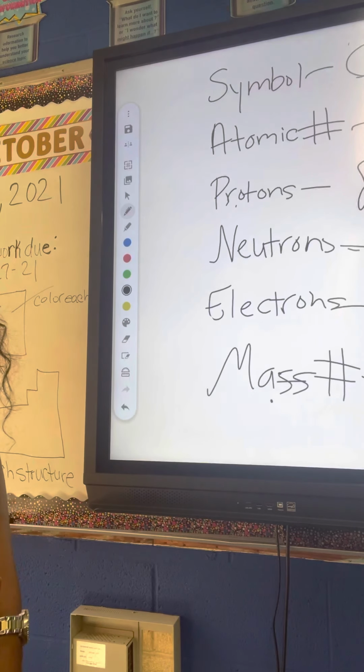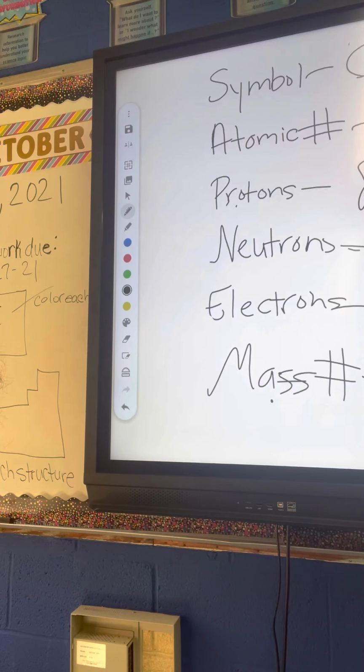All right. And electrons, it is understood that electrons have neither charge, and subtract 0 from 8 and you get 8, and the mass number is 16.